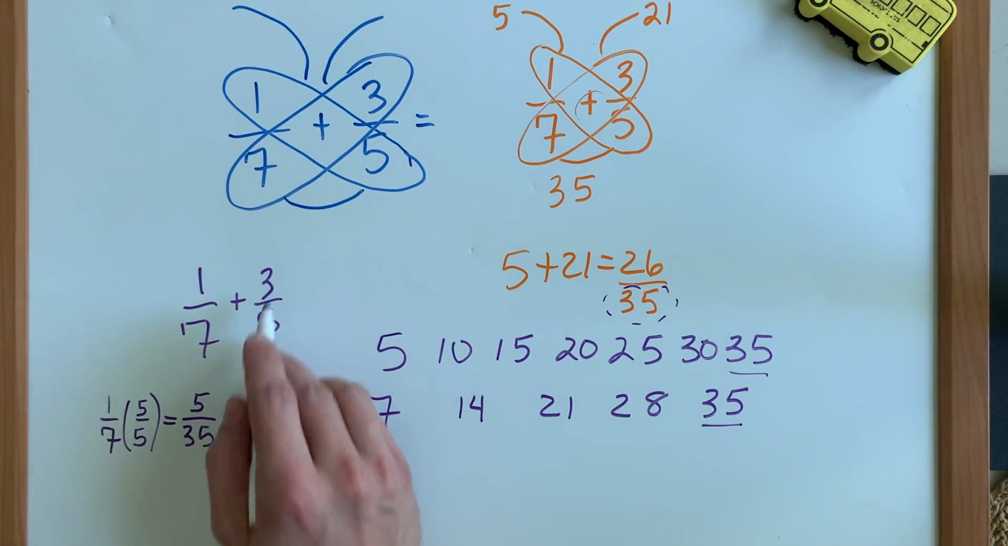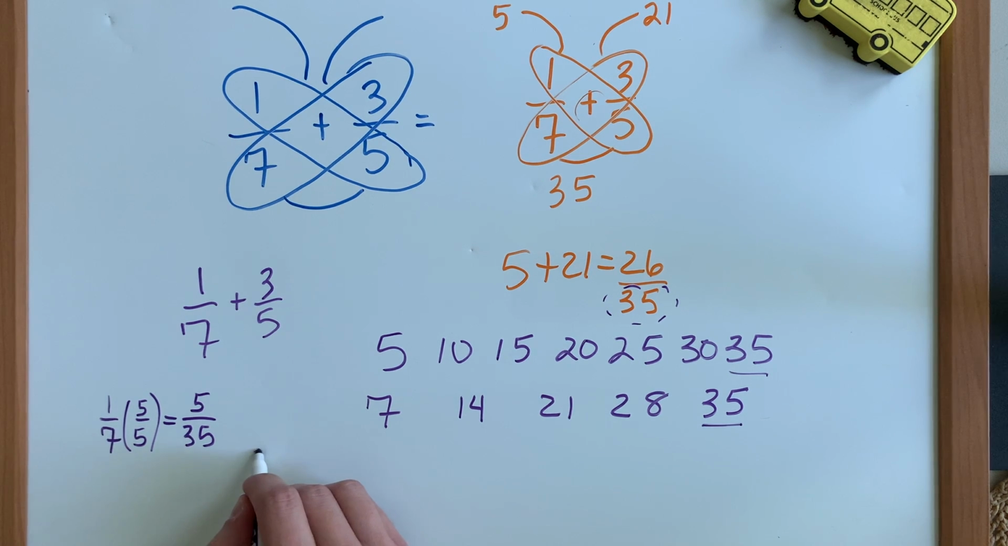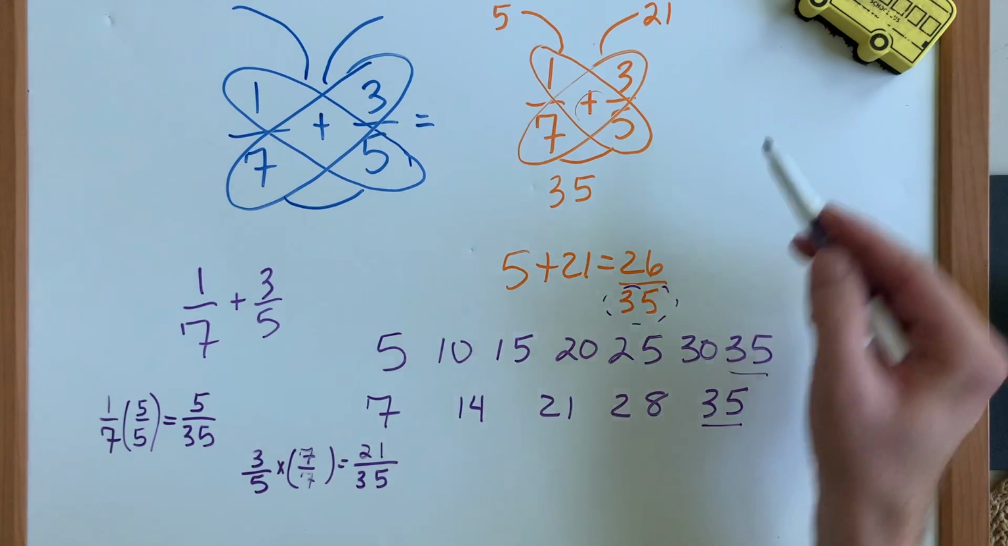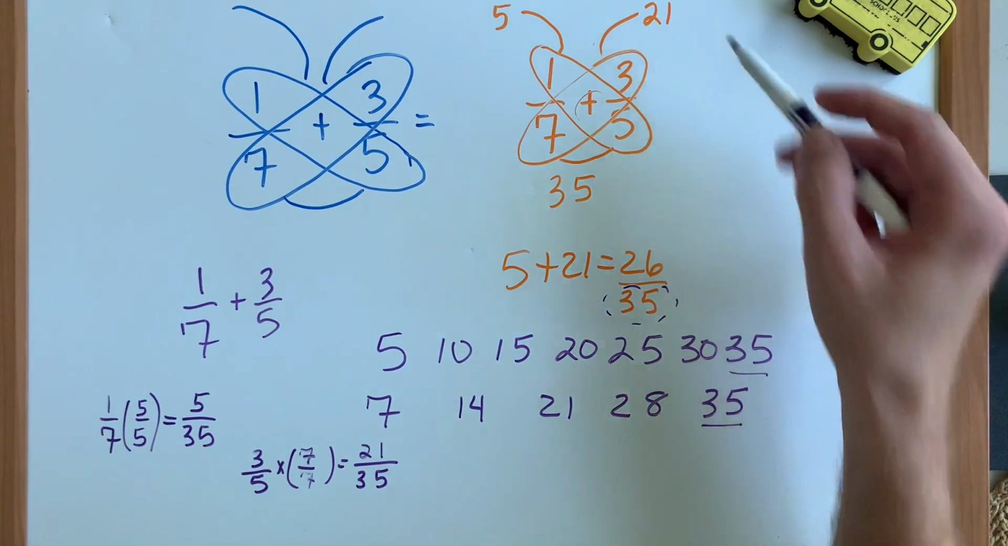And now we're going to do 3 over 5. Let's do that right here. 3/5 times a special 1 is going to give me a new fraction with a denominator of 35. 5 times 7 is 35. And if the 7's on the bottom, then the 7 needs to be on the top as well to make it 1. 3 times 7 is 21, and we've seen that 21 up here.